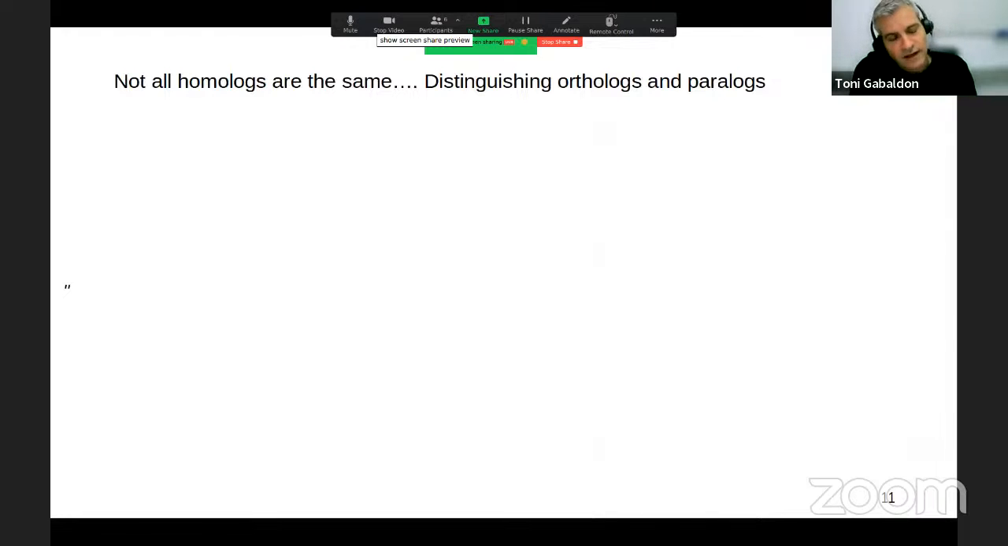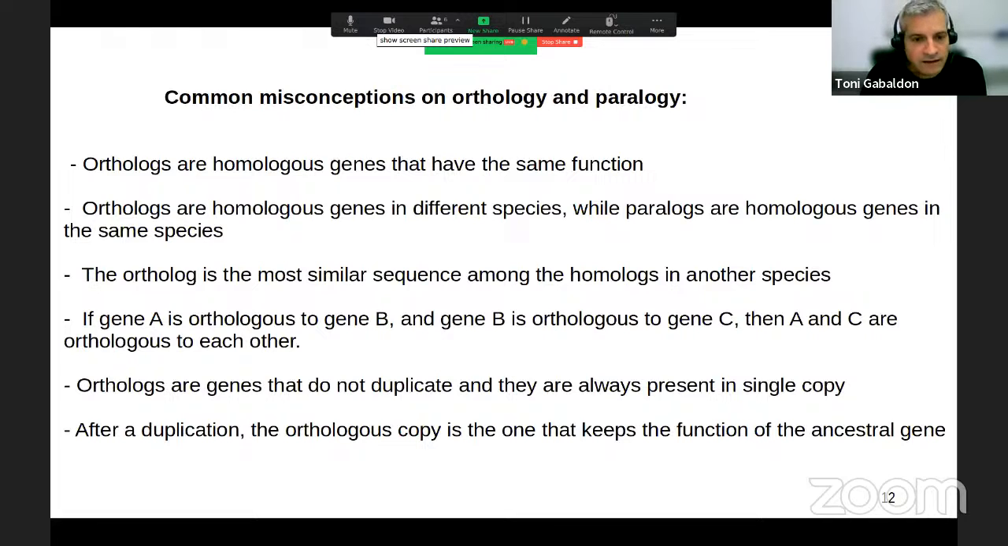But that's homology, which relates to genes that descend from the same ancestral gene. But we often talk about orthologs and paralogs. And in many ways, we are interested not in stopping at the level of homology, but in distinguishing different types of homologs as orthologs and paralogs. These words are very important and used many times, but still, I think there are common misunderstandings of what orthologs and paralogs mean. Maybe not in this group of people listening to this seminar, but still in the literature, we find common misconceptions about orthology and paralogy.